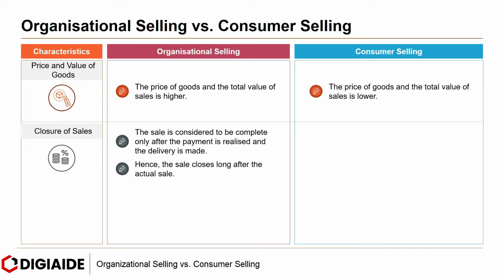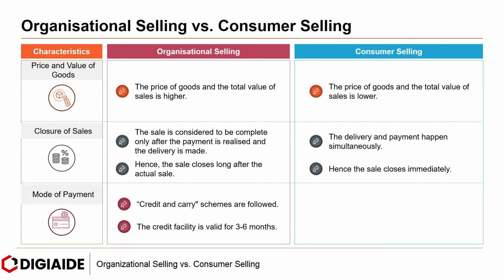Moving on to the closure of sales. In organizational selling, the sale is considered to be complete only after the payment is realized and the delivery is made. Hence, the sale closes long after the actual sale. In case of consumer selling, the delivery and payment happen simultaneously. Hence, the sale closes immediately.